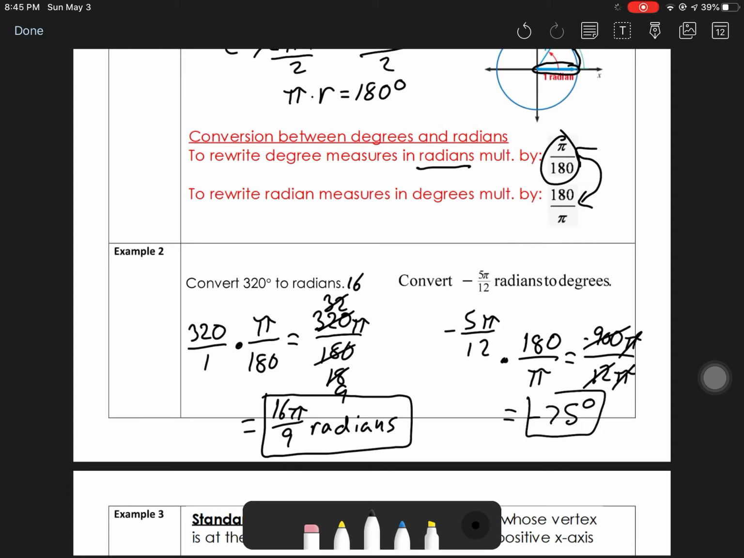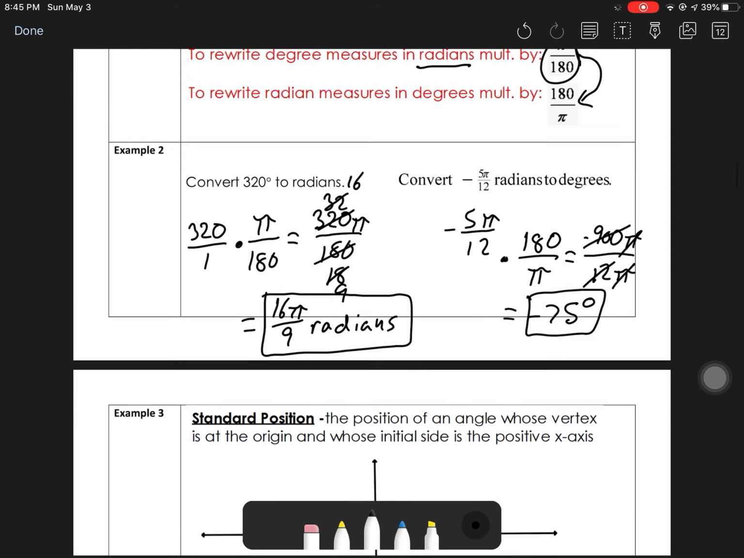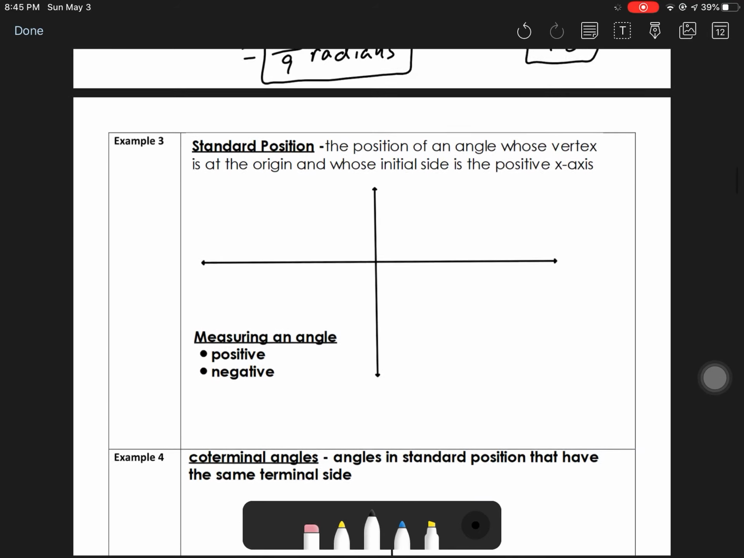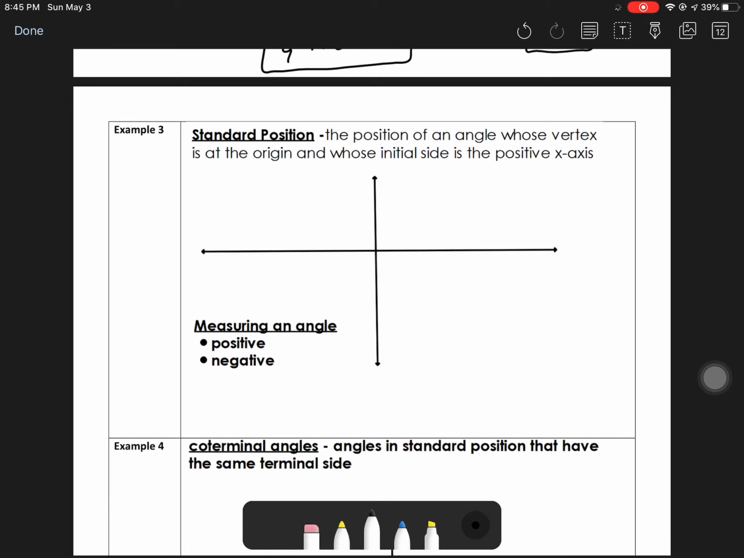Don't know why my writing is moving so much. Okay, and we are going to get negative degree angles, so don't let that scare you or anything. I'm going to continue on here. It's kind of a long lesson. I apologize. So standard position, we are actually going to be drawing angles.